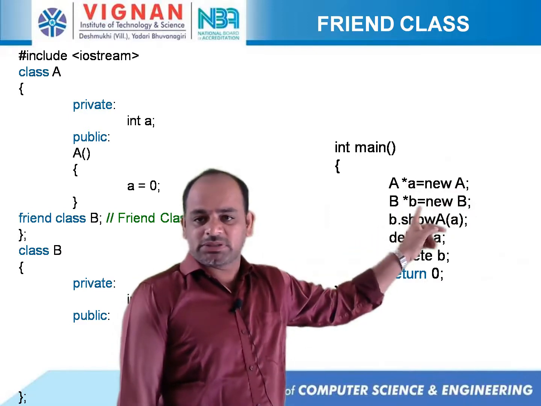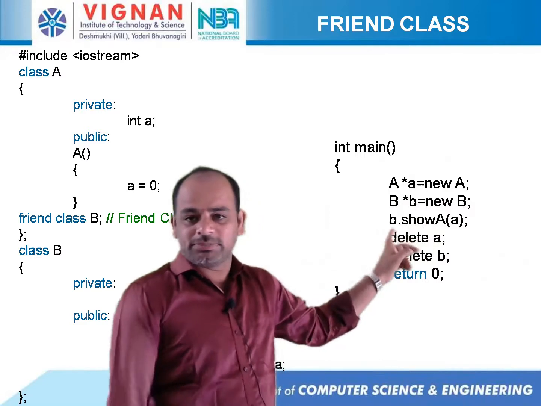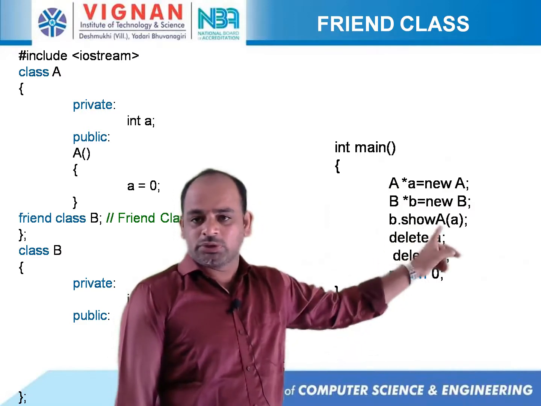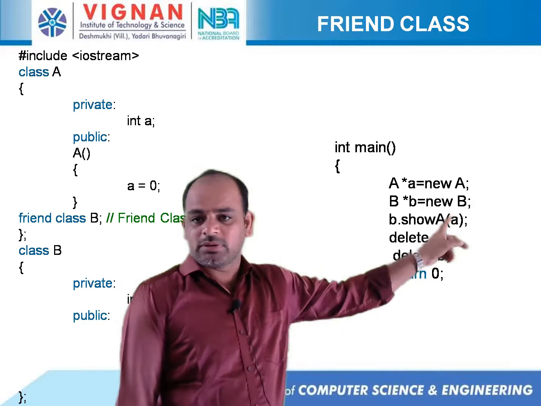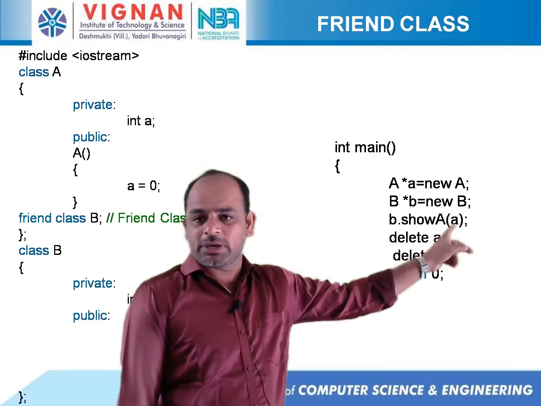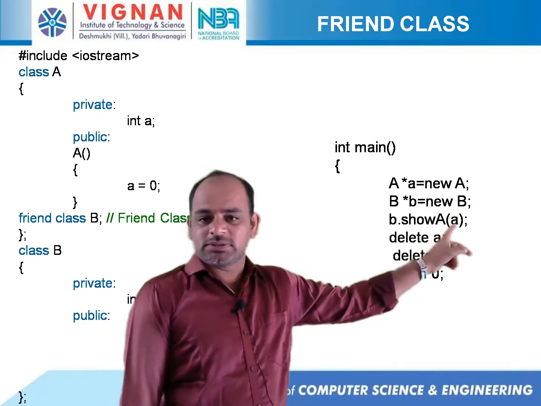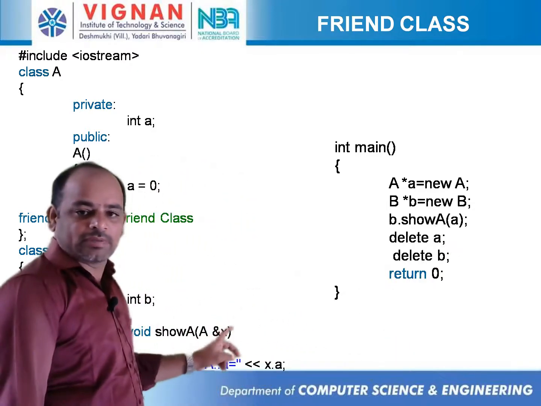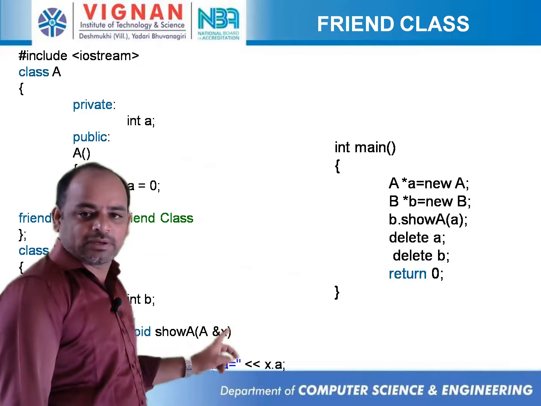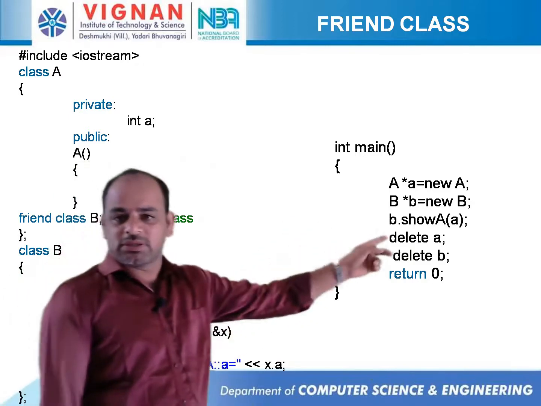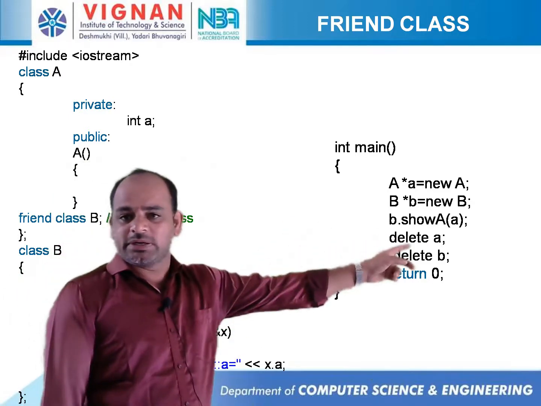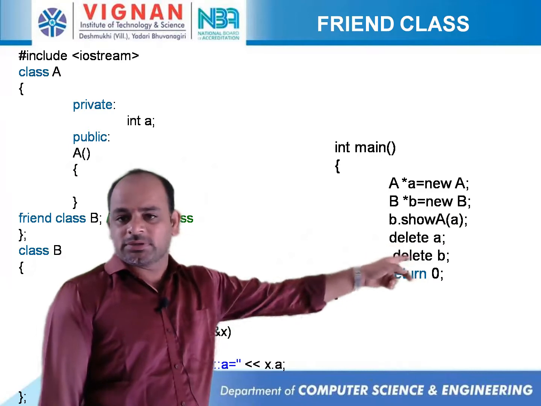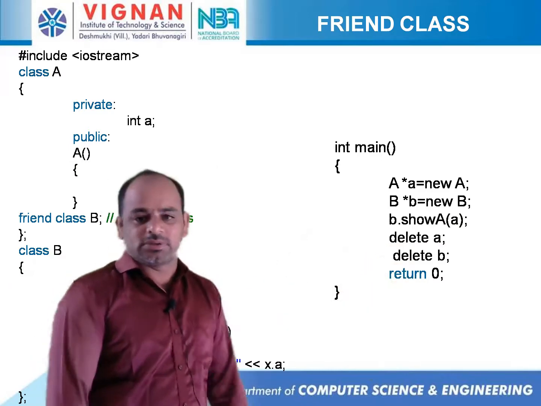Object pointer B is also created by using class B. Now B dot show, and I am passing object pointer A as a parameter, because you can see here we are having the reference. So that is what I am passing, A as a parameter. After that, delete object A and then delete object B and return 0.